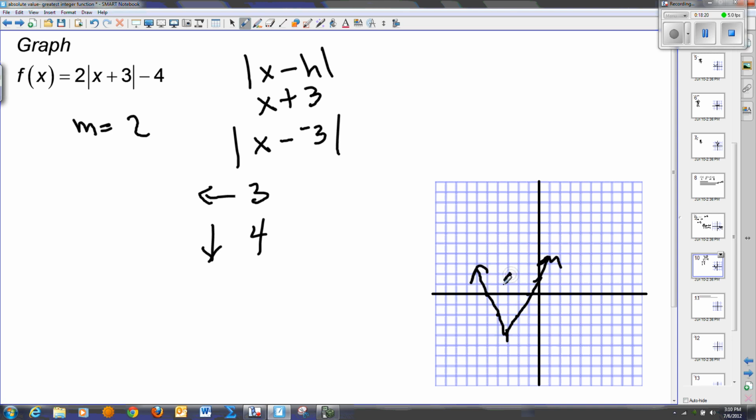yet I've created an accurate absolute value graph. This point right here is the point 1, 0. And I'm going to use 1, 0 in a chart just to check my answer. And if that point works, my guess is I've graphed everything else correctly. So I'm going to plug in the point 1. And I have 2 times the absolute value of 1 plus 3, minus 4.